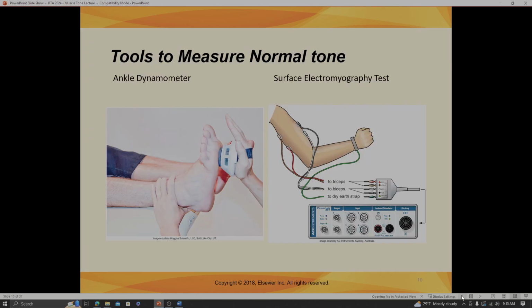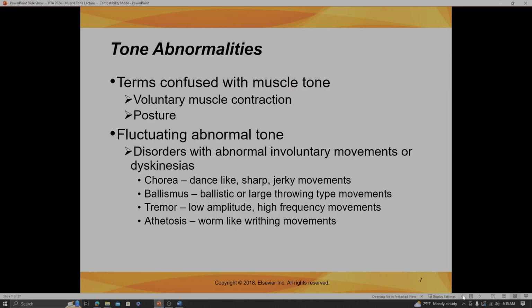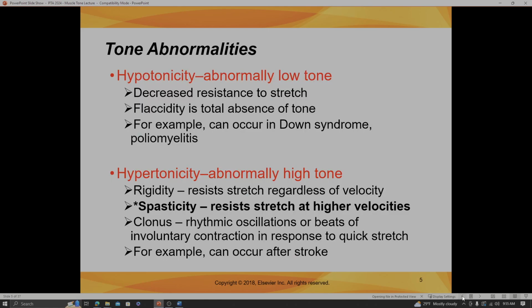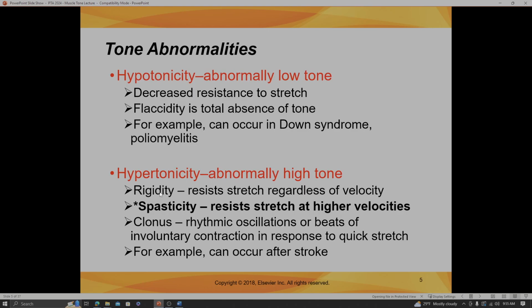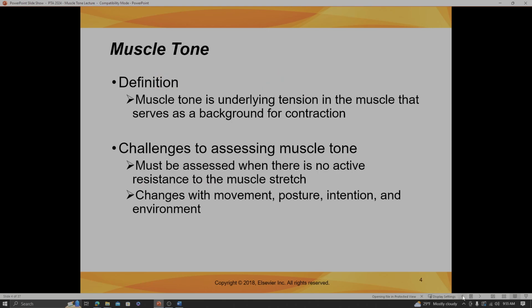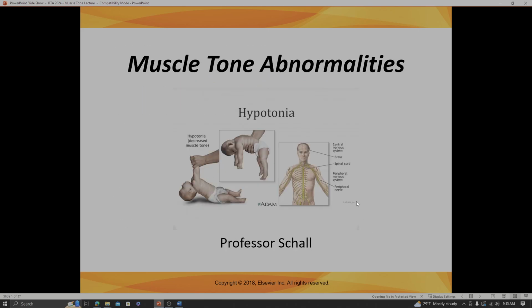How do we go about measuring muscle tone? The difference between these quantitative and qualitative measurements. Fluctuating tones in terms of their dyskinesias or their involuntary movement. Definitions of hypo versus hypertonicity. And clonus, rigidity, flaccidity, and spasticity. Know those. Cool. That's it. All right.